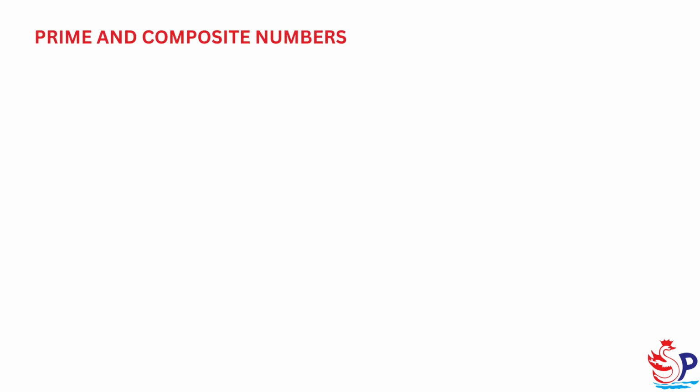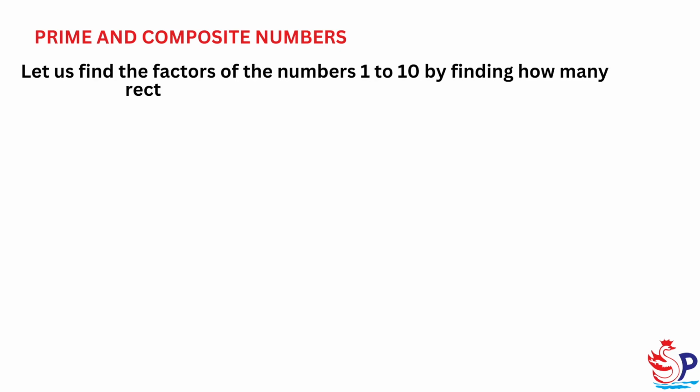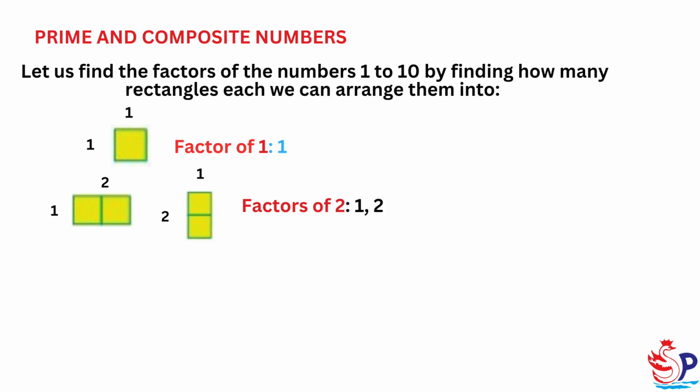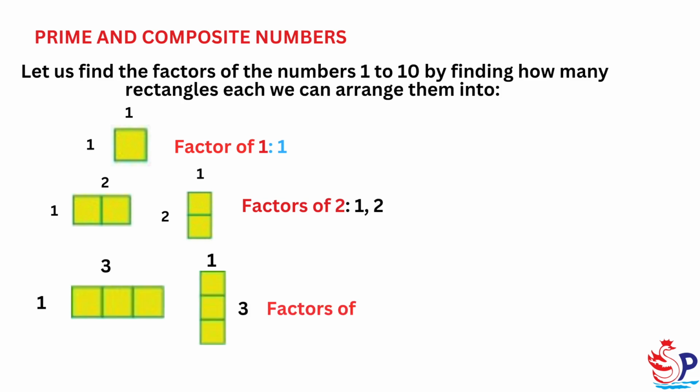Prime and composite numbers. Let us find the factors of the numbers 1 to 10 by finding how many rectangles each we can arrange them into. Factor of 1 is 1. Factors of 2 is 1, 2. Factors of 3 is 1, 3.